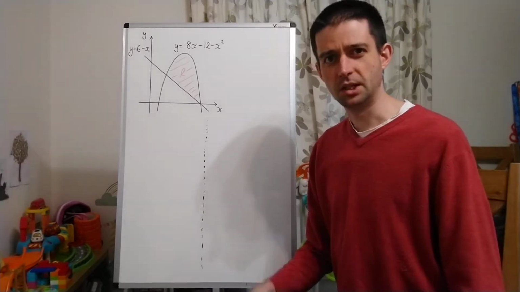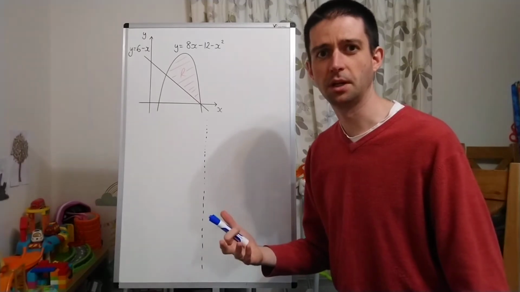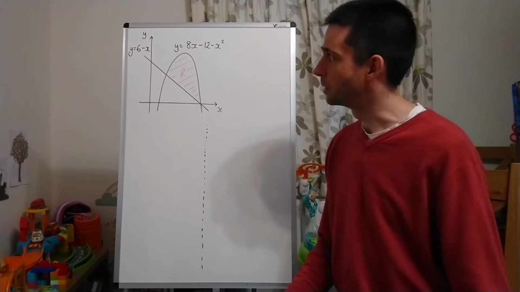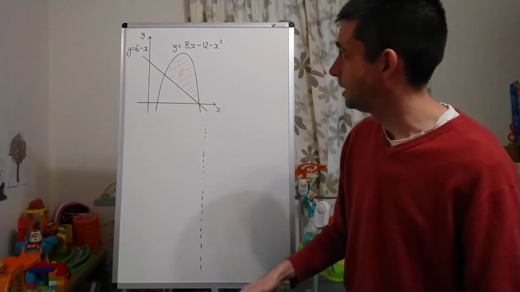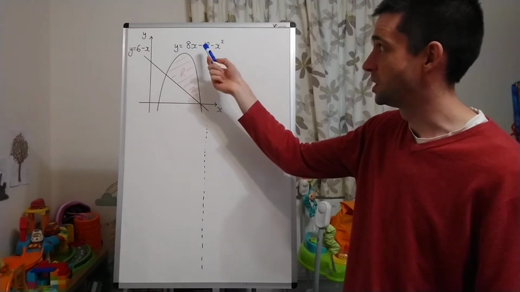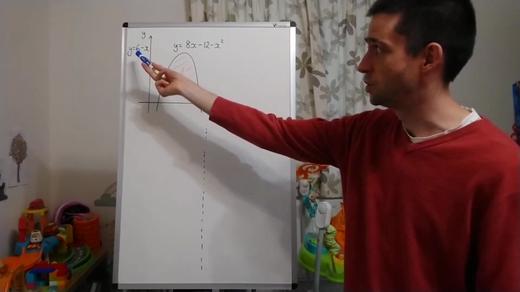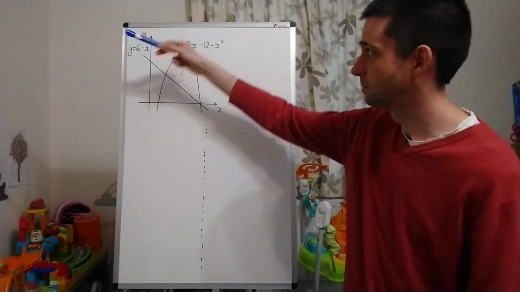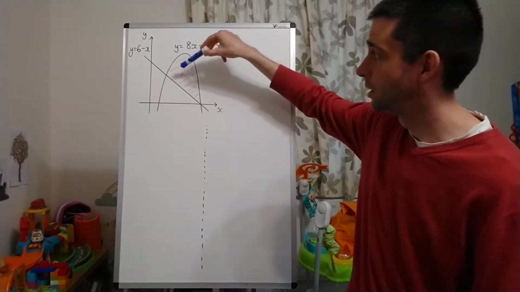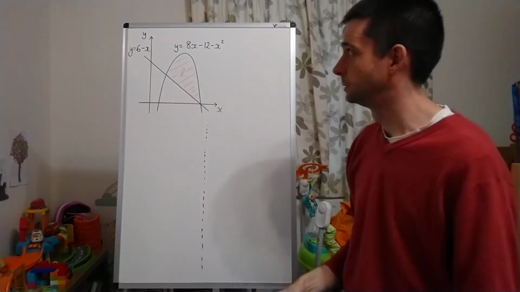This is the second example of finding an area between a curve and a line using integration. This is the second type of scenario. So what we have here is a curve with equation y equals 8x minus 12 minus x squared, and a line with equation y equals 6 minus x, and we're being asked to find the area of the region R, which is between the line and the curve.